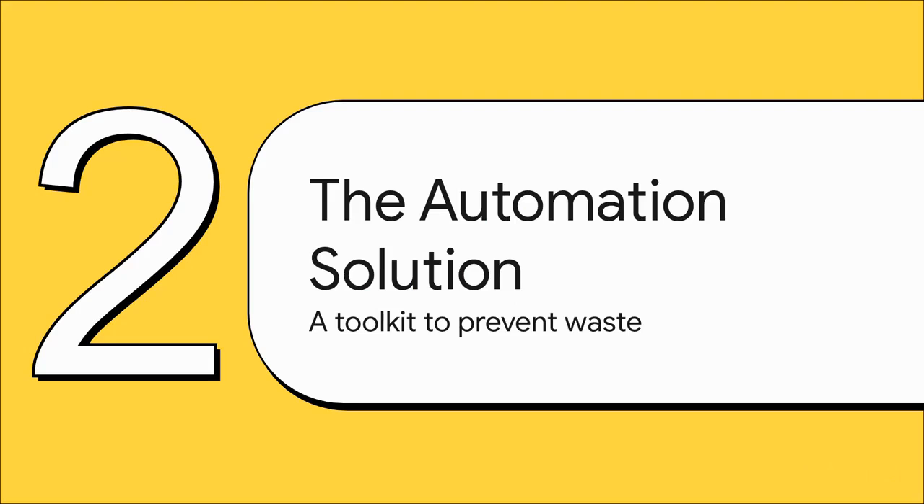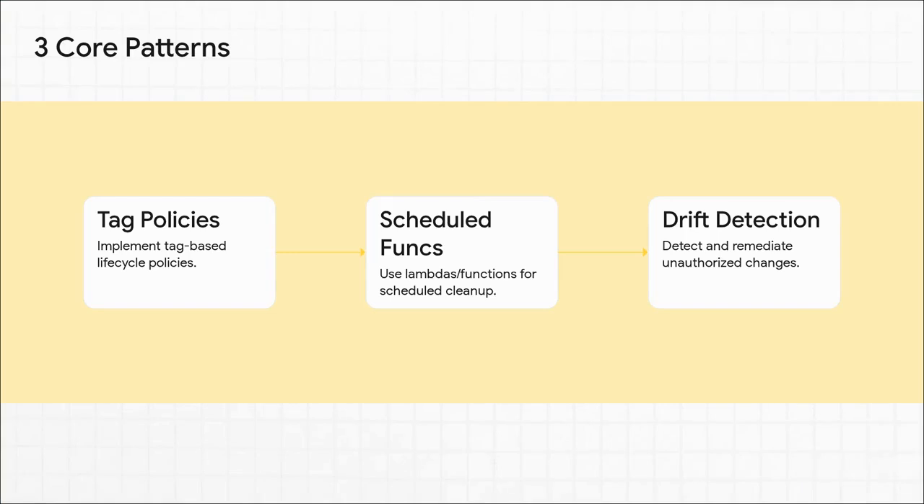So how in the world do we solve this? Well, the trick is you fight automation with automation. The real solution is to build intelligent systems that manage the life cycle of our resources for us. This becomes our toolkit for preventing waste and, honestly, for making our entire operation run so much smoother. We're going to build this solution using 3 really powerful core automation patterns. It's a great strategy. First, we'll lay the foundation with tag-based policies. Then, we'll build on top of that with some scheduled functions. And finally, we're going to lock the whole thing down with drift detection. Together, these 3 things are a game changer for lifecycle management.